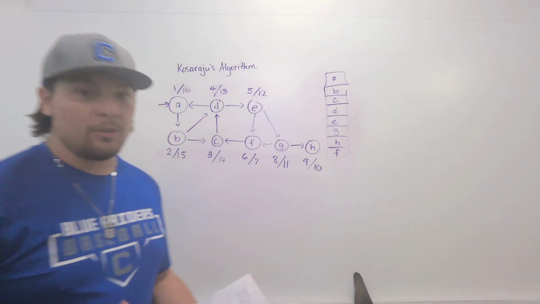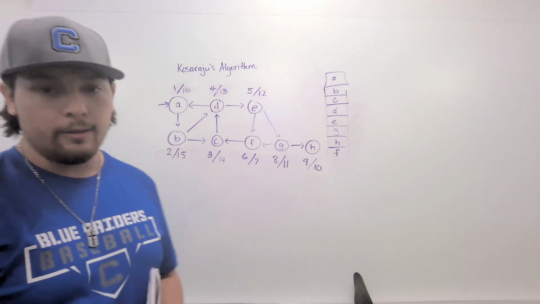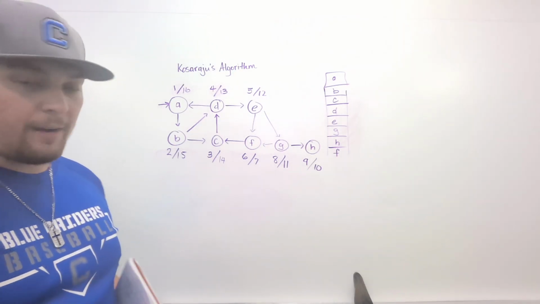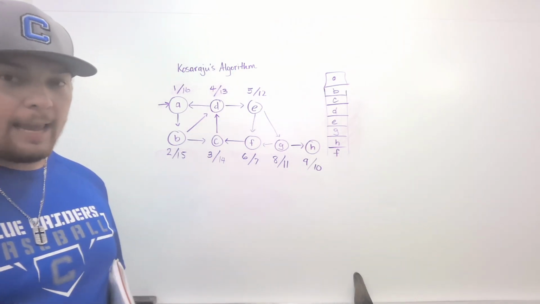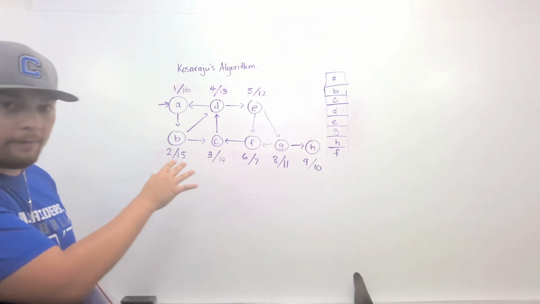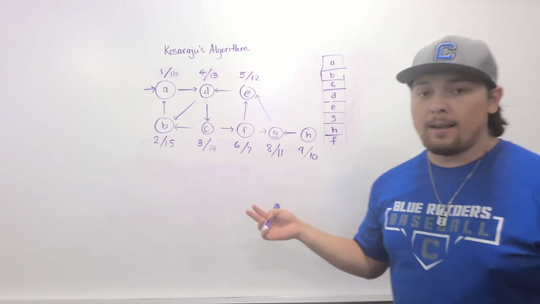So that is the first part of tracing a graph using Kosaraju's algorithm. Next, we will go over the next part of this, finding the strongly connected components. In order to do this, we have to reverse the directions on our graph. All right, I have switched the directions of the graph.